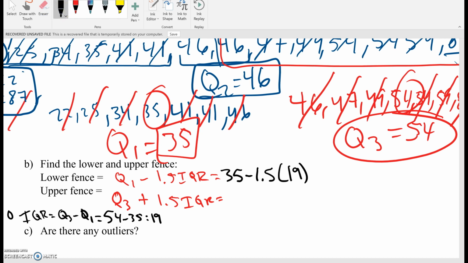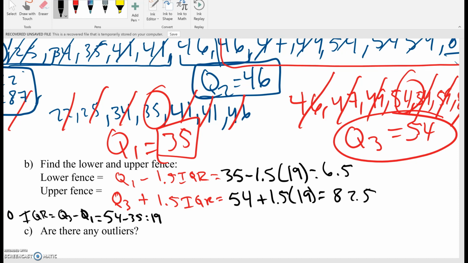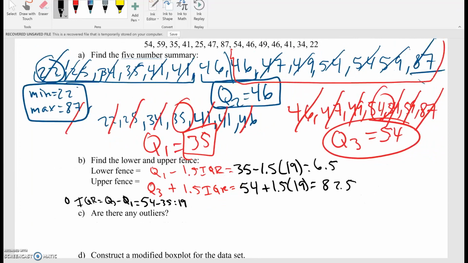Okay, and then with the Q3, I'm going to do the same thing. This is going to be 54. Then for this one, I'm going to add 1.5. I'm going to multiply this by 19. Okay, so I'm going to put this into my calculator. So 35 minus 1.5 times 19. This is going to give me 6.5. Okay, and then 54 plus 1.5 times 19. That's going to give me 82.5. Okay, so these are going to be my values, my lower fence and my upper fence.